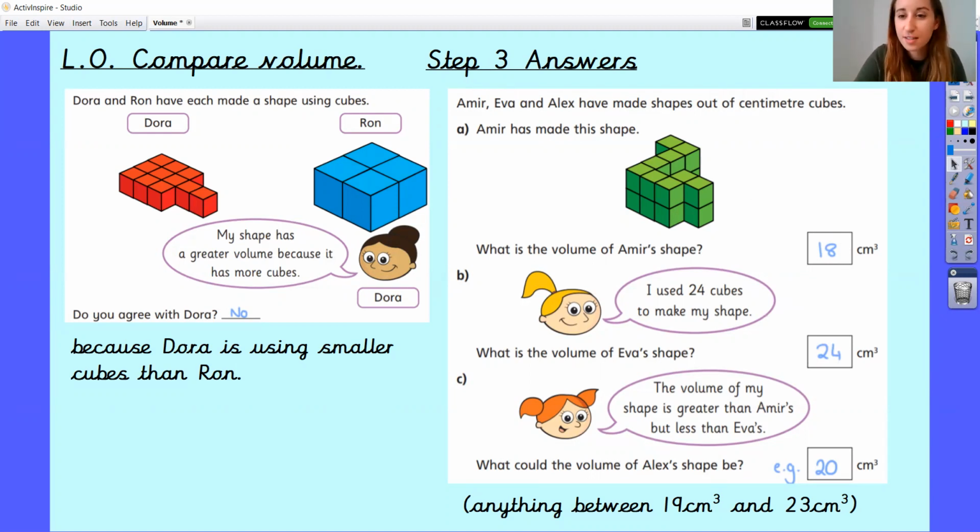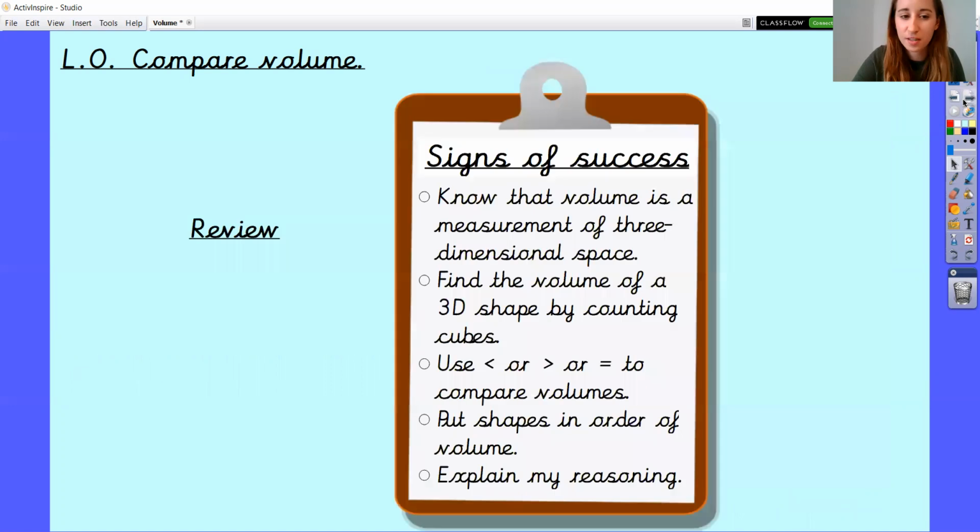So check your answers, decide how you got on with that. And if you've got a different answer, maybe think about what your mistake might have been, see if you can work that out. Okay, let's just take a moment to review how we got on with our learning today.